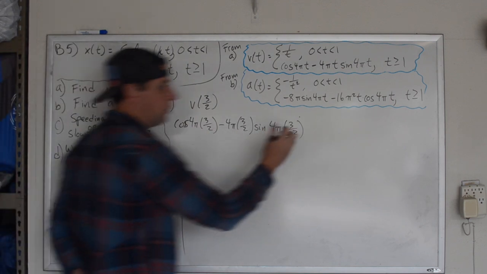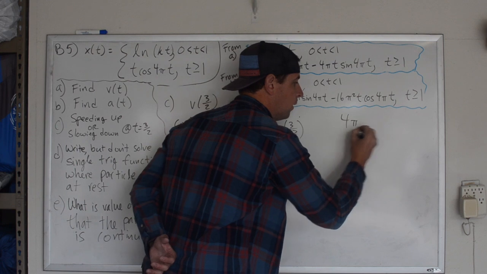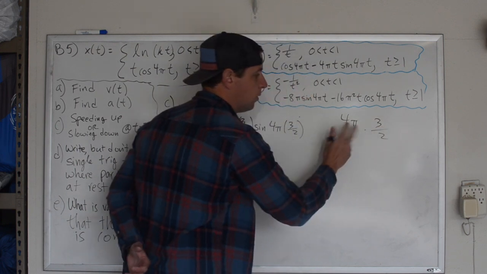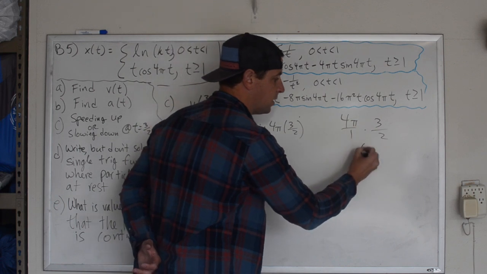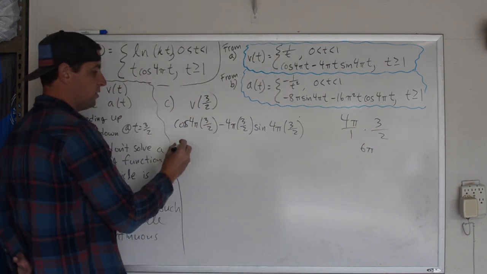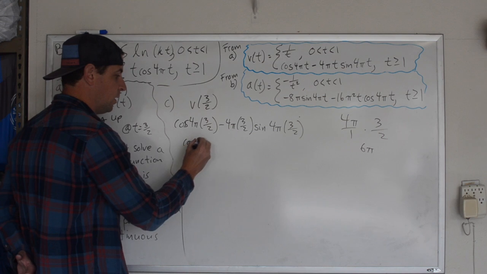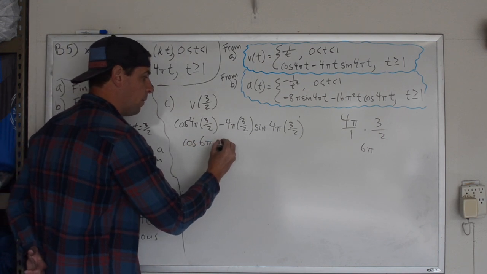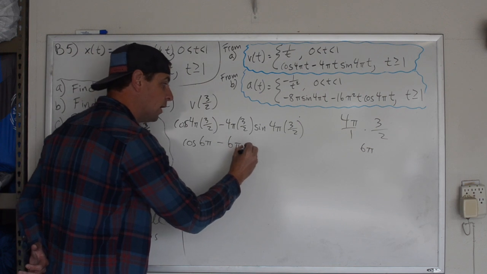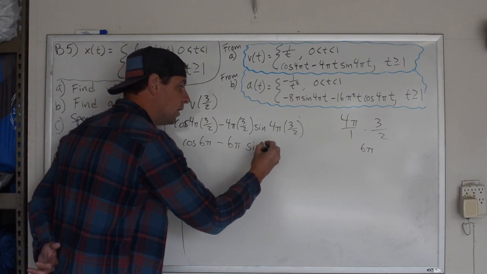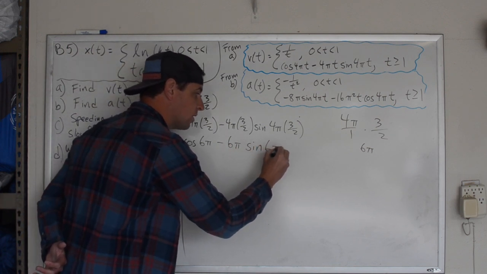3/2 times 4 pi. When we multiply fractions, we can multiply across, or we can divide out first. That's going to be 12 pi divided by 2, so that's 6 pi. So essentially we're doing cosine of 6 pi minus 4 pi times 3/2. Again, it's going to be 6 pi times sine of 6 pi.